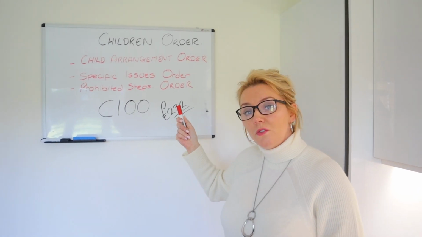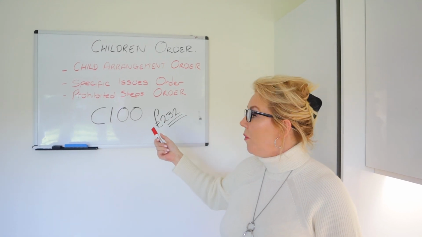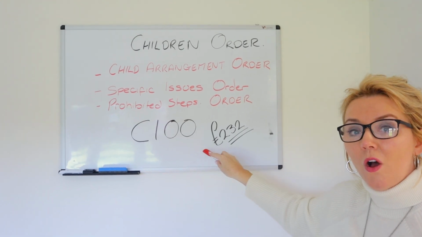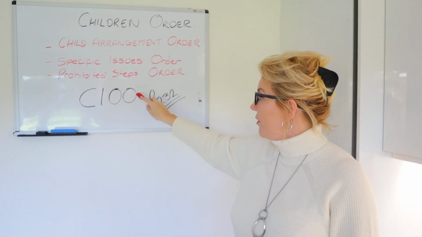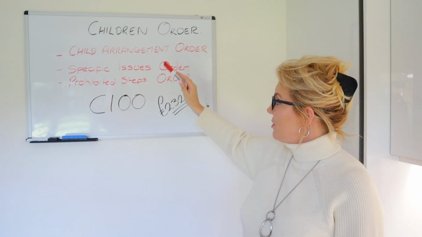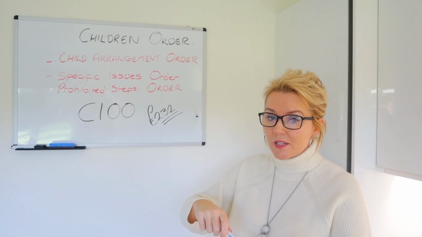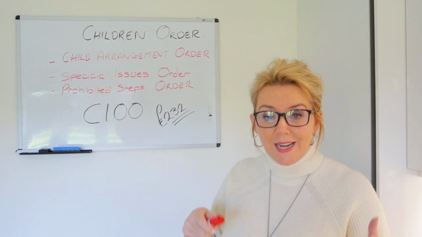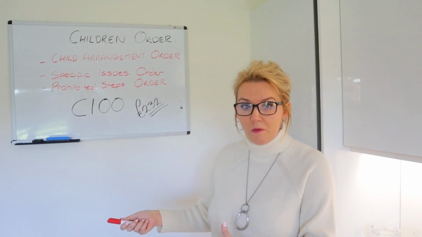But I thought I would do just a video letting you guys know the kind of orders that are available using the C100 form. The same court fee applies to all of them and what each of them could be used for. So a child arrangements order will be contact, residence, shared care, basically determining who the children live with and who the children spend time with.